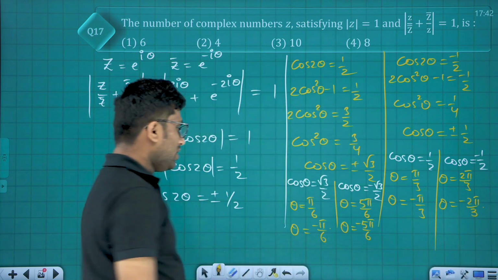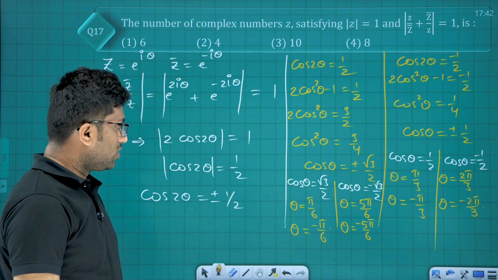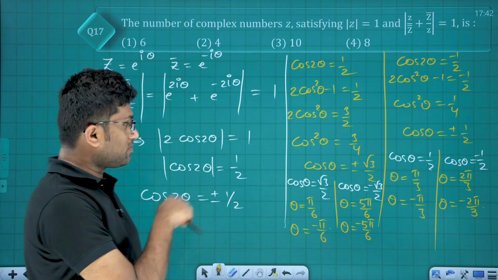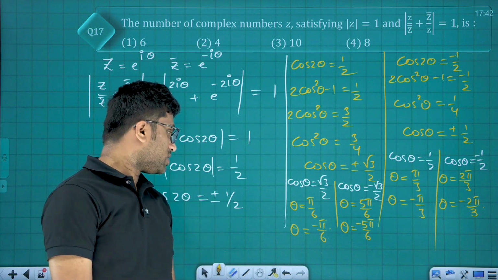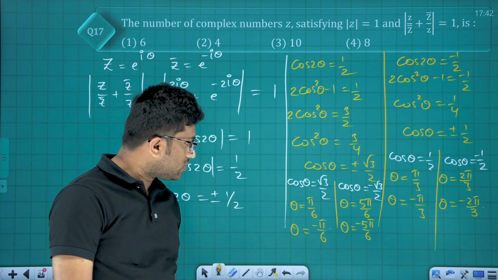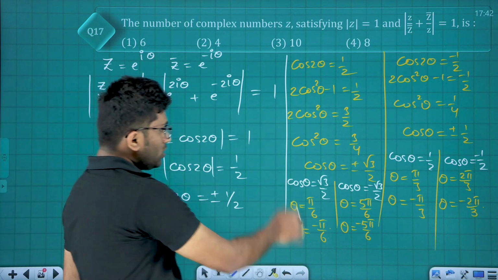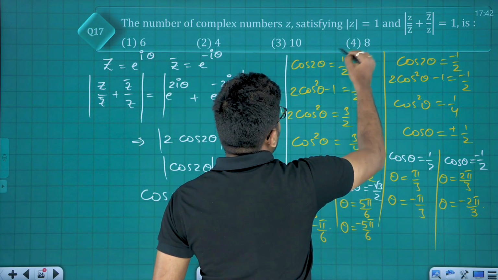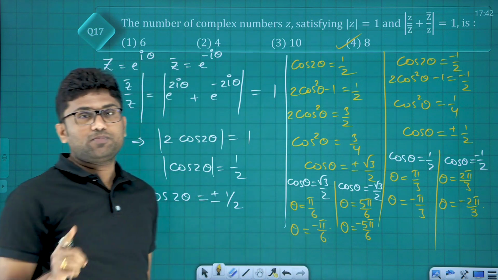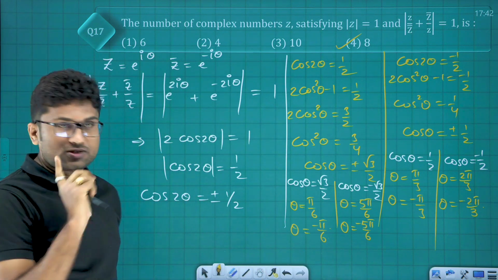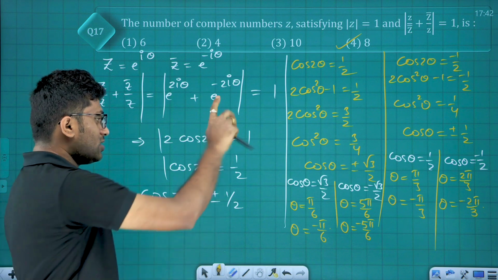For all these values, because we need theta from minus pi to pi, these are all the values included in this region. So 1, 2, 3, 4, 5, 6, 7, 8, totally 8 solutions, friends. This is the most important thing that a student has to understand. So there are 8 solutions.